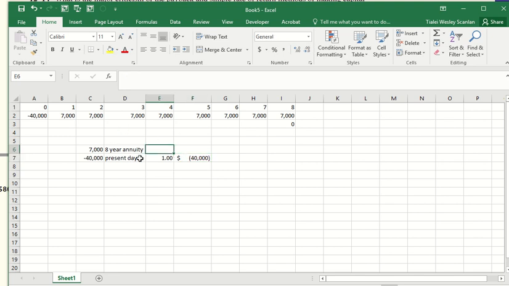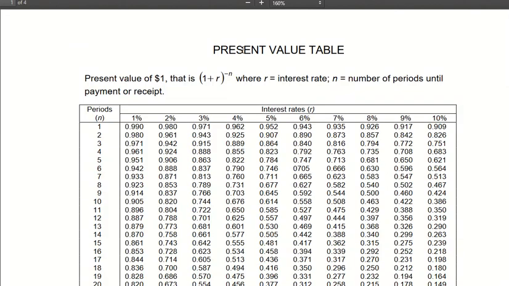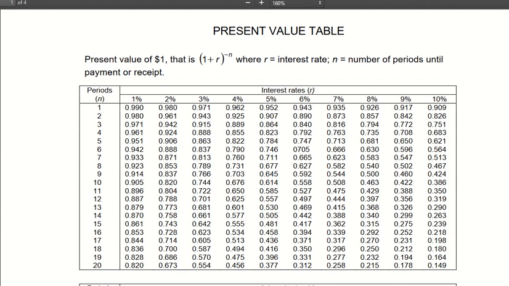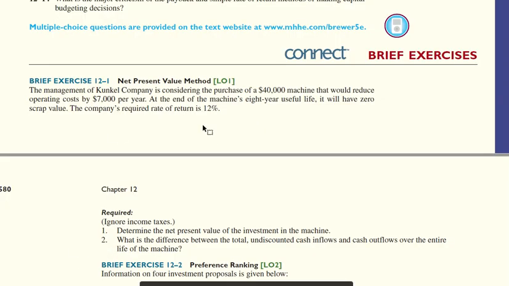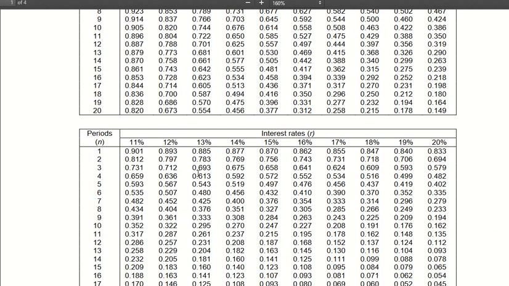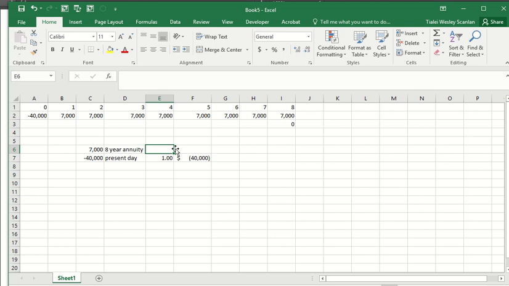This is where you'll go to your PV tables. I could show you that in your textbook. It's at the very end of the chapter, but I have this up online and we'll use this. They're exactly the same thing. What was the discount rate that they said again? 12% required rate of return, so we're going to use 12% because that's the minimum amount they need in return. This project is going to go on for 8 years. So 12% and 8 years would be 0.404. That would be the discount factor.